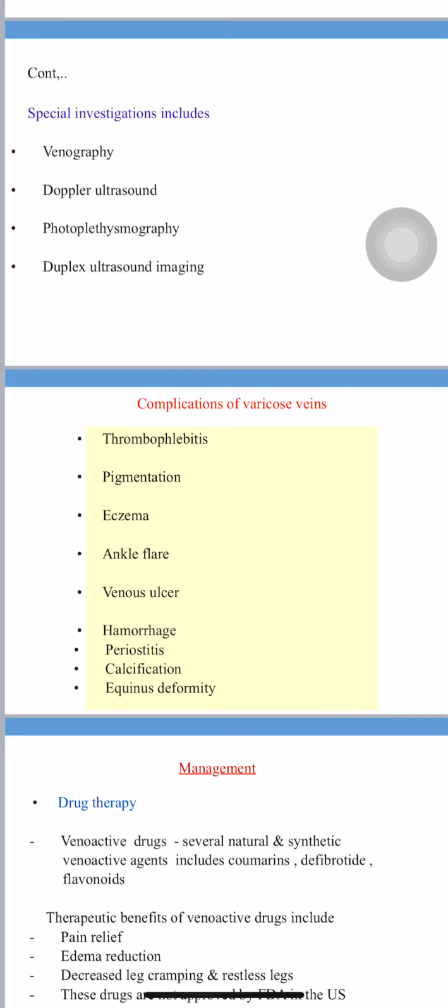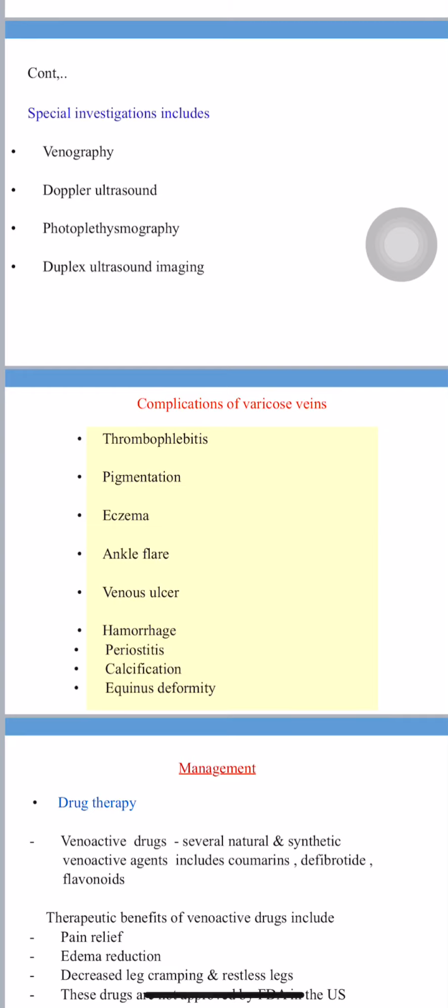Next is periostitis. This occurs in long-standing cases, particularly if a venous ulcer is formed over the medial surface of the tibia. Another complication is calcification, occasionally seen in the walls of veins which are varicosed for many years.